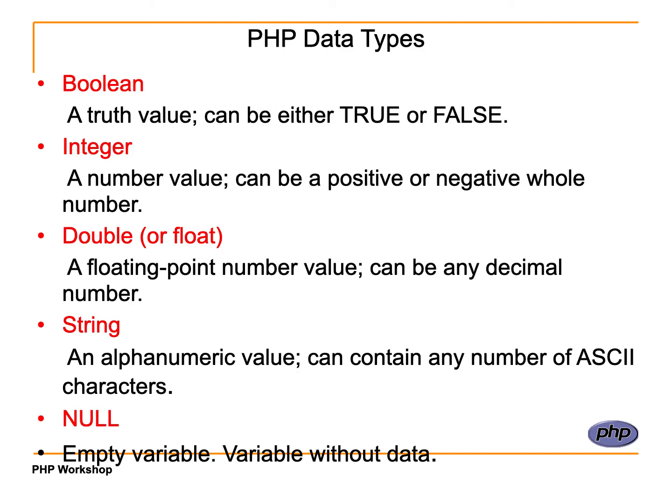So different types of data types are there. Data types are boolean, integer, double, string, null, etc. Boolean is a truth value that can be either true or false. Integer is a number value, can be a positive or negative whole number. Double or float, a floating point number value, can be any decimal number. String is an alphanumeric value, can contain any number of ASCII characters. Null is the empty variable, a variable without data.